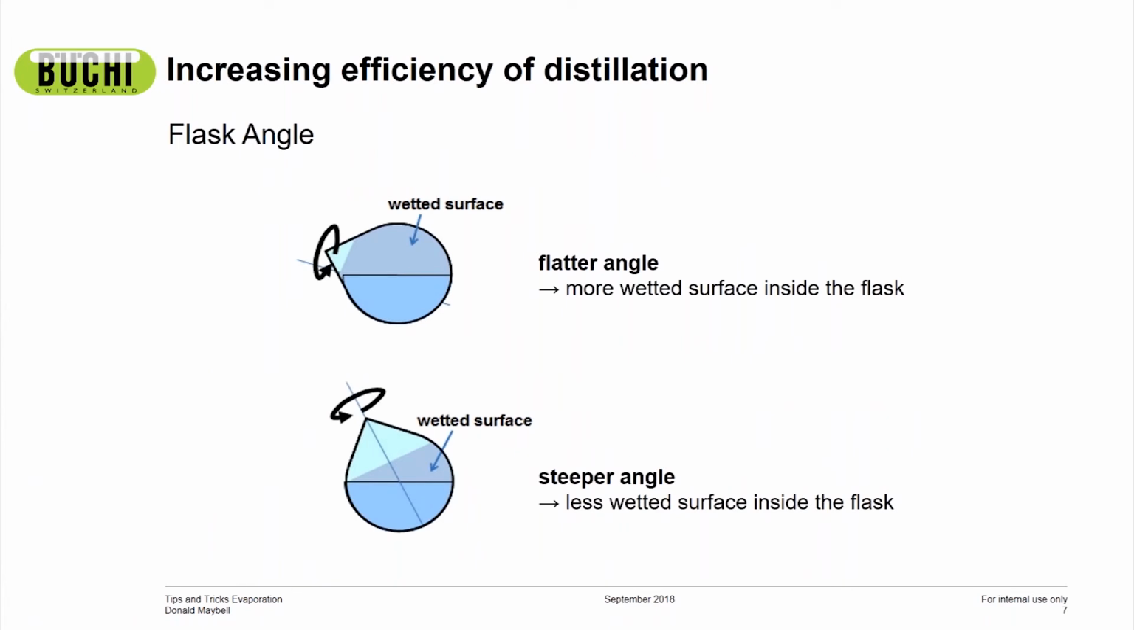Now, the one thing you do have to be careful of is that if you make your angle too flat, you increase the chances of bumping your sample up into your condenser and possibly losing your sample as well. So it is better to get a flatter angle, but you also have to be conscious of the product you're working with, and make sure it's not so volatile that it can bump up into your condenser and cause you to have to take everything off, clean everything, and start all over.